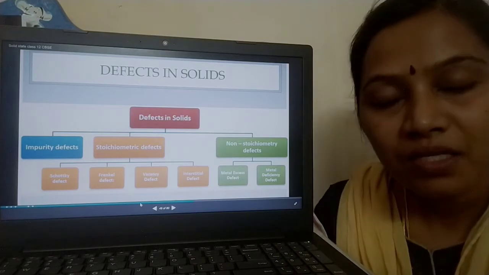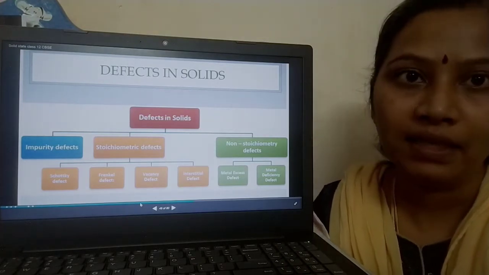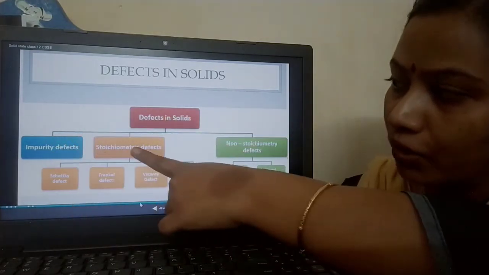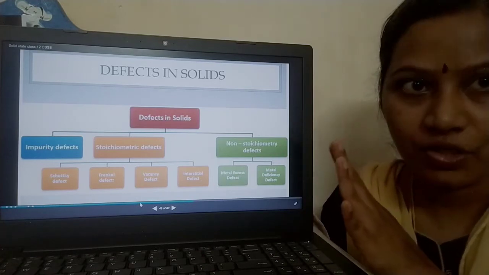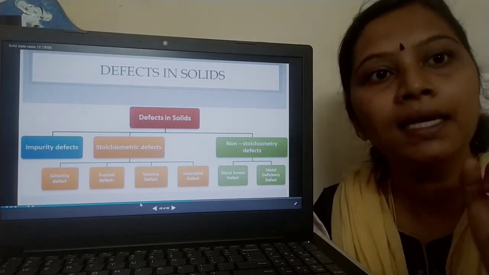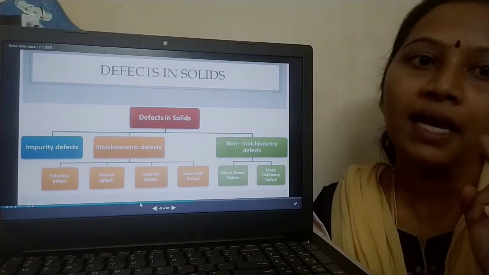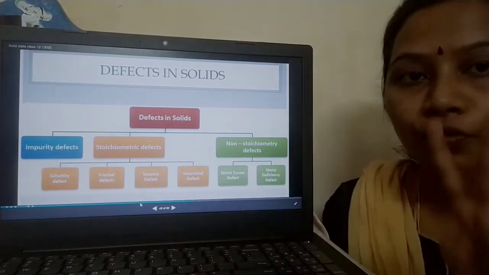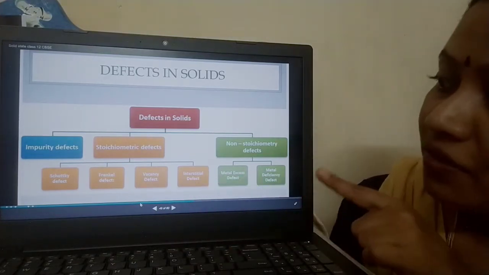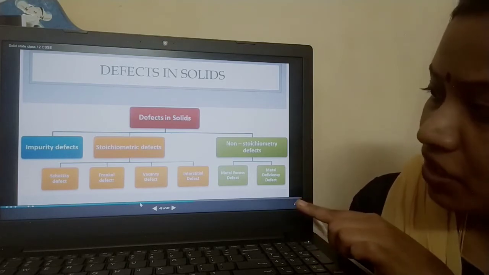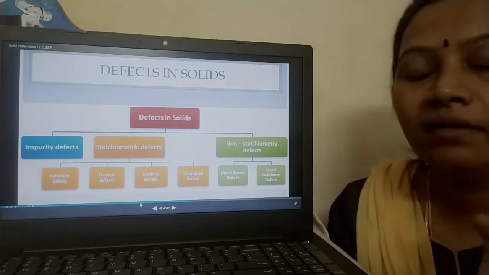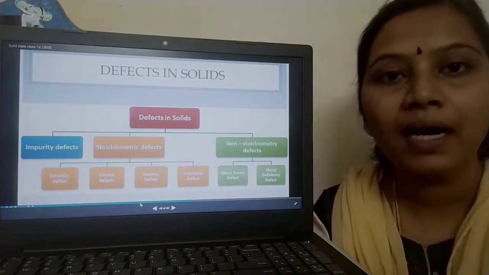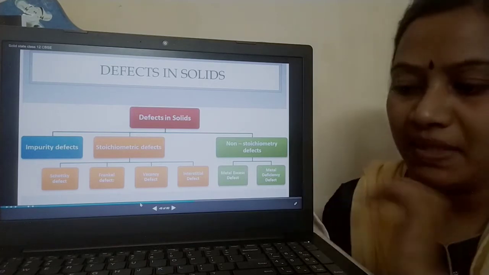Okay, now moving to the last topic of the chapter, that is defects in solids. Defects are classified into impurity defect, stoichiometric defect and non-stoichiometric defect. Stoichiometric defect is further subdivided into 4: Schottky defect, Frenkel defect, vacancy defect and interstitial defect. And non-stoichiometric defects are further classified into metal excess defect and metal deficiency defect. Now we will be seeing these one by one.